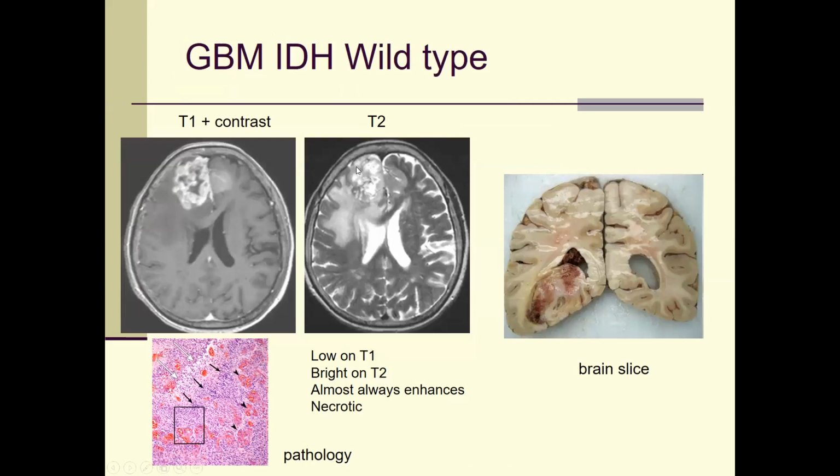Compared to that, this is an IDH wild-type glioblastoma. T2 is bright, but it's very heterogeneous, an irregular shape with a lot of edema. And the T1 with contrast shows this enhancement. So the pathology shows this heterogeneity, but that's a very different look compared to the IDH mutant low grade versus this very irregular necrotic wild type GBM.